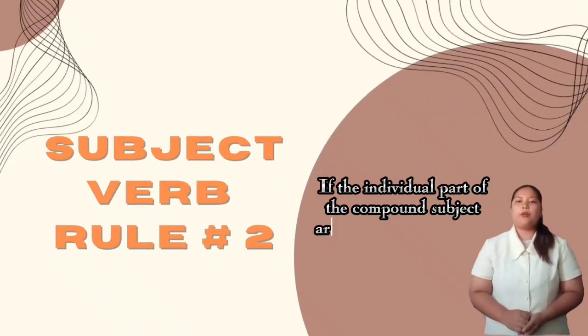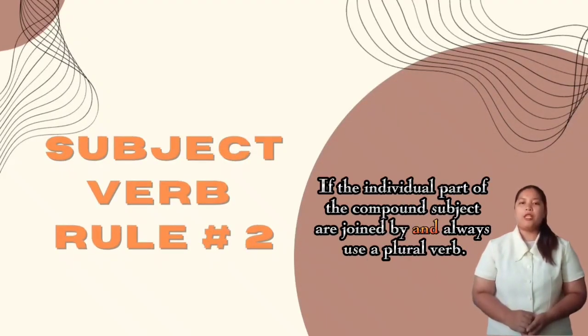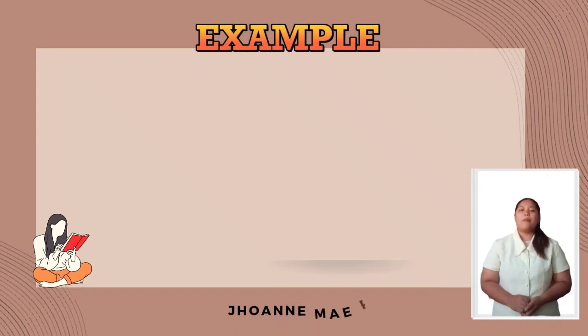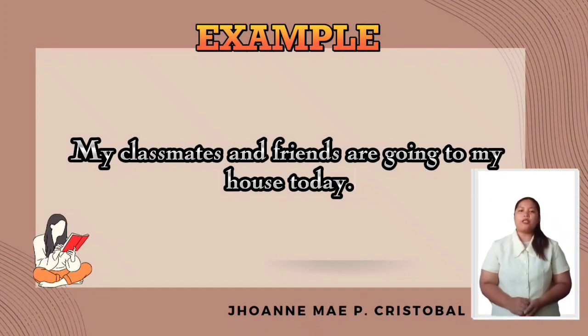If the individual parts of the compound subject are joined by "and," always use a plural verb. For example, my classmates and friends are going to my house today. My classmates and friends are plural.